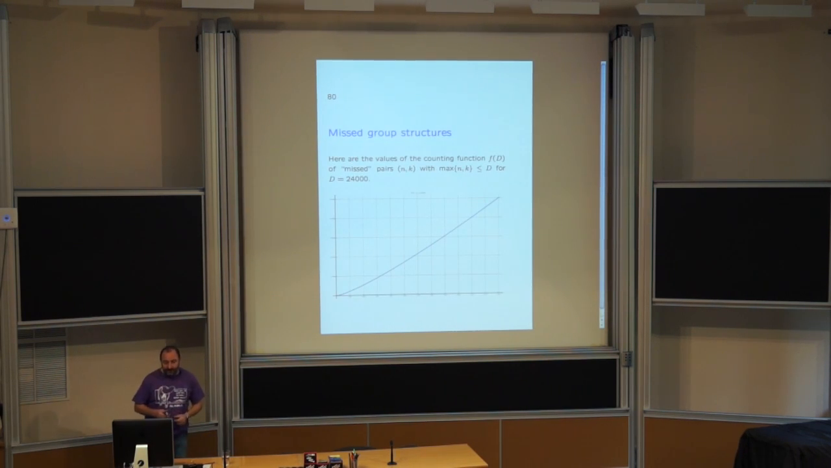Okay, now let's talk a little bit about some numeric results and some heuristic results. And you will see that they slightly deviate. So we decided to compute and see what happens when you try to study the things numerically. So this is a counting function of the number of missed pairs n and k, which don't lead to a group structure on an elliptic curve, where both n and k are bounded by d. So we work in a square of side length d. And this is a function which shows how it goes.